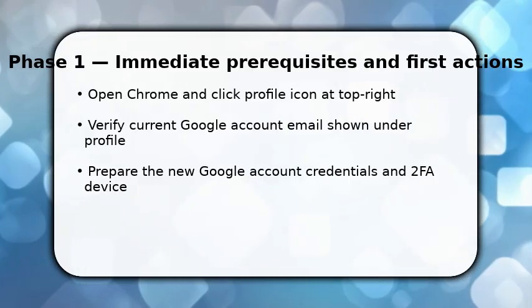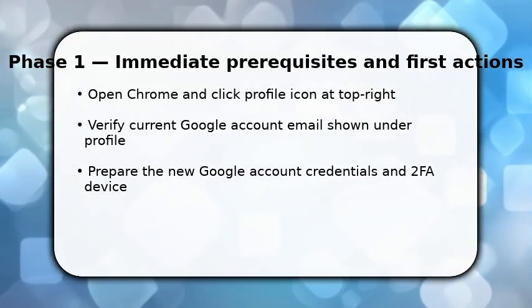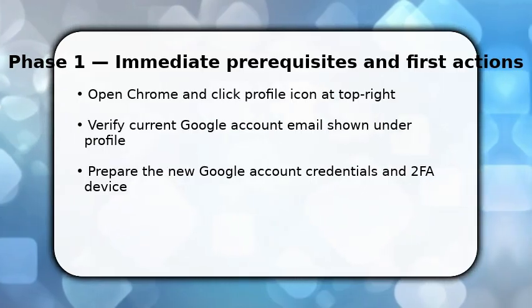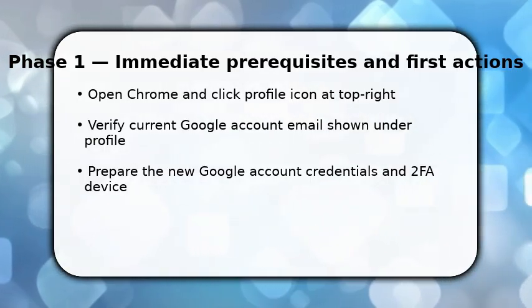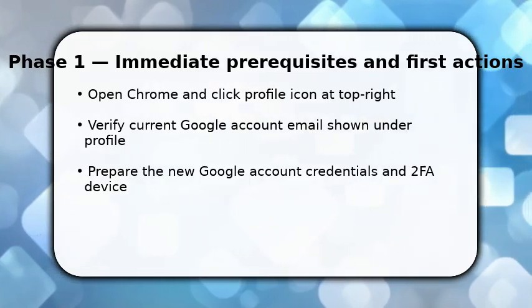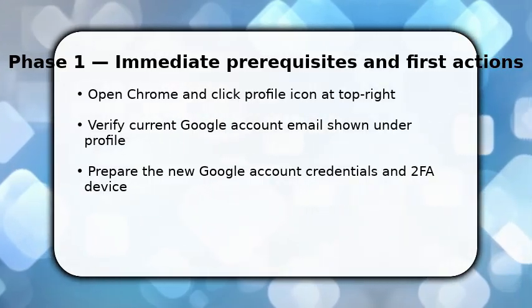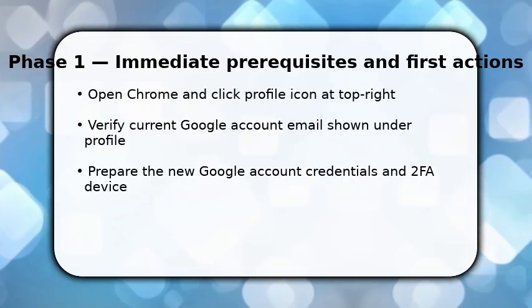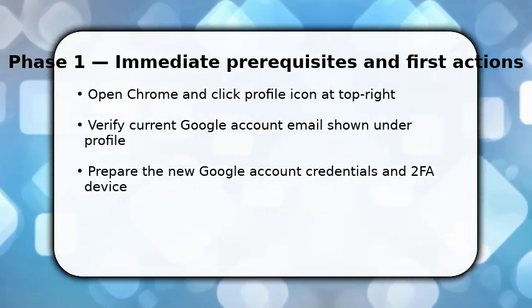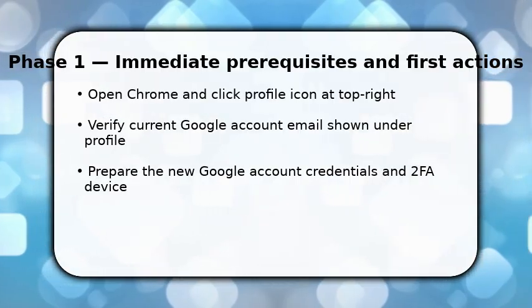You start by opening Chrome and signing into the profile you want to change. This ensures bookmarks and settings stay linked. Click the profile icon at the top right, note the current Google email, then sign out if needed. Once done, make sure you have the new Google account username, password, and access to the two-step verification device. Otherwise, you may be blocked later. This step sets up identity and sync boundaries so the switch will be safe and reversible.